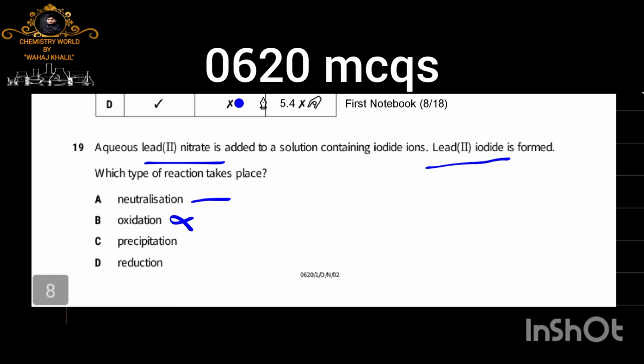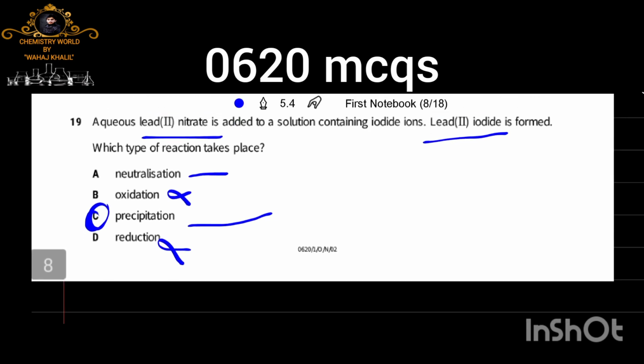Now, what is precipitation? Some precipitate is produced during the reaction. It would be the right option. D, reduction. Reduction is the gain of electrons, the loss of oxygen, and decrease in the oxidation state. There is no change in the oxidation states, so it is not a reduction. So it's option C for MCQ number 19.